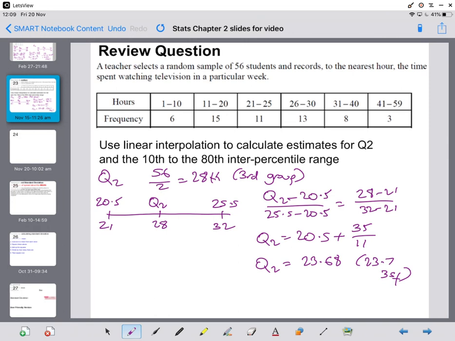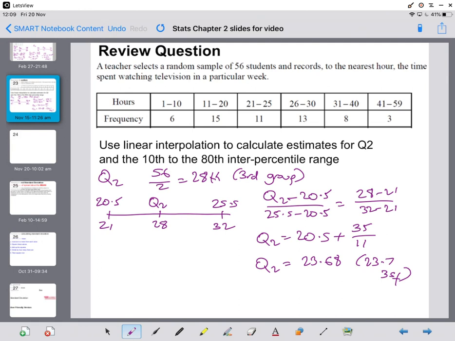So let's set up our linear interpolation. We've got Q2 and 28 in the middle, and if we look at the third group, its bounds are 20.5 and 25.5. That's the top half of the diagram. And the frequency for that group will start at 21 and will end at 32.